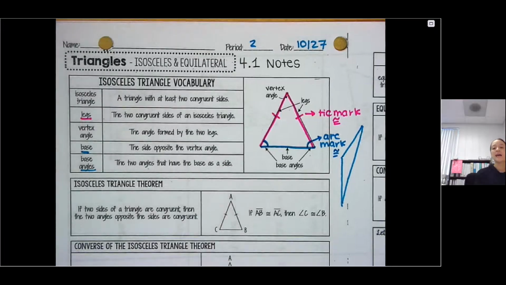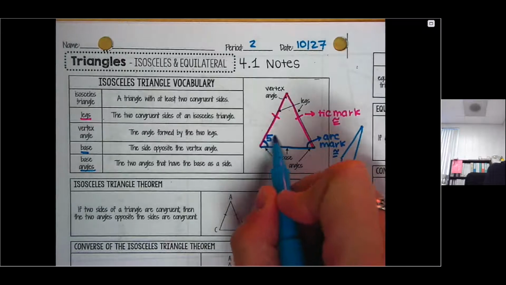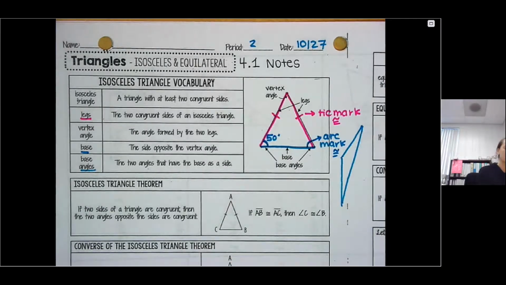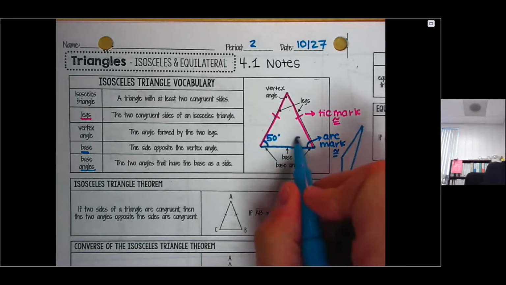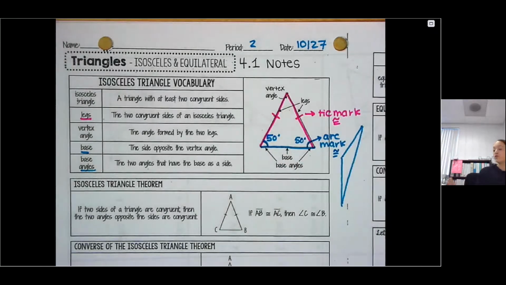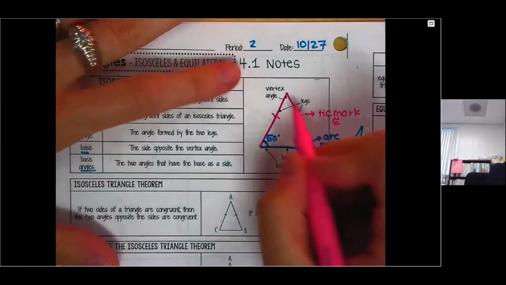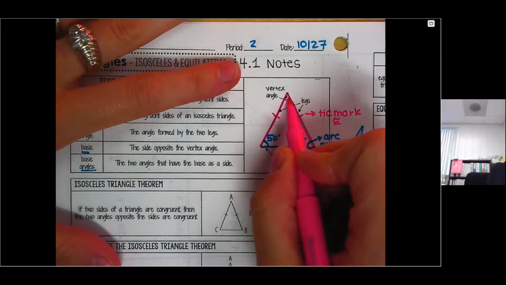So let's just say one of these angles is 50 degrees, right? What does that mean this angle down here has to be? 50 degrees. Also has to be 50 degrees. Now, there's one more angle in the triangle, and that's the angle that is across from the base. And it's the angle essentially that's all by itself. It's the one that's not the same as the other two. So it's this angle up here. It's called the vertex angle.